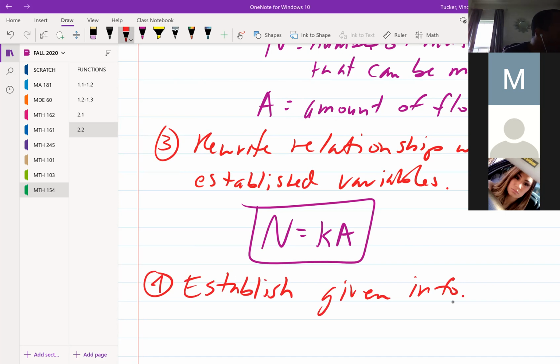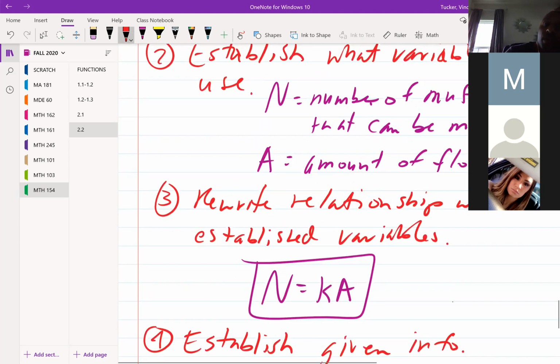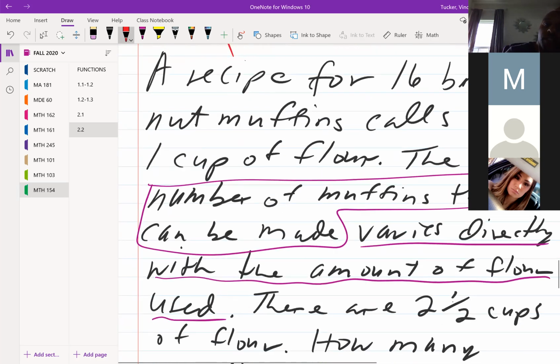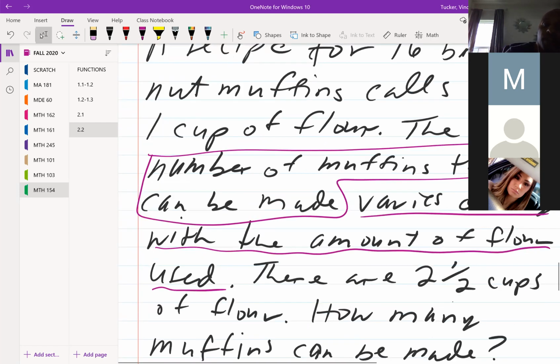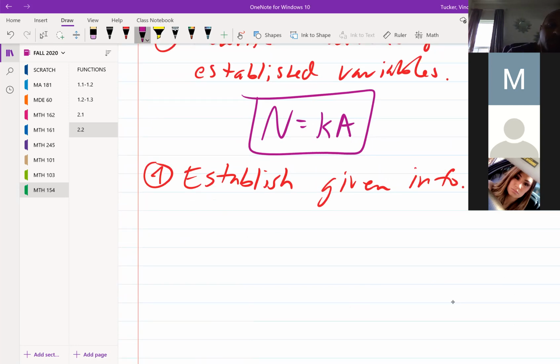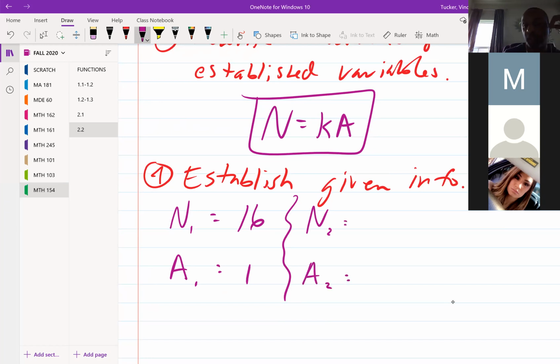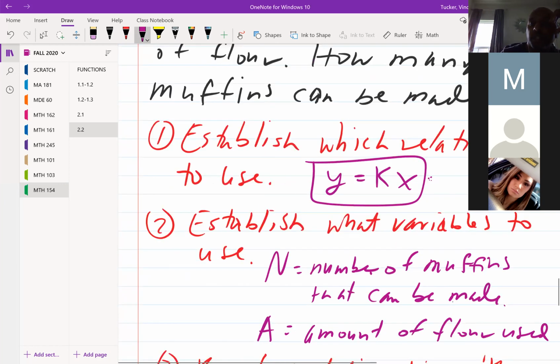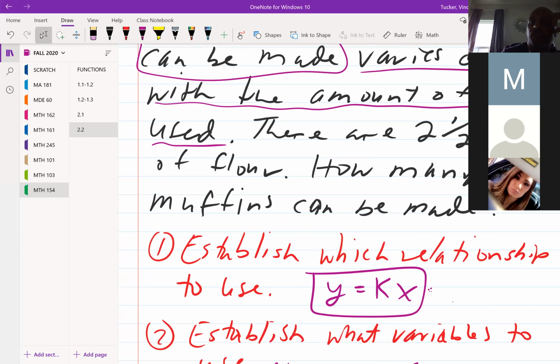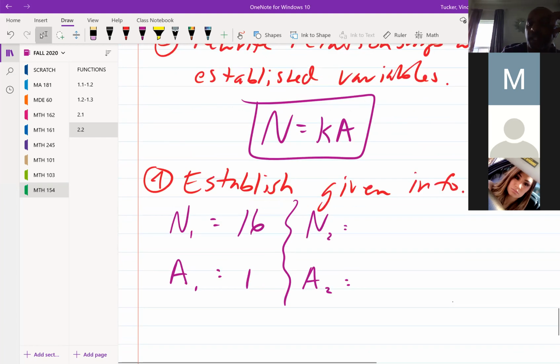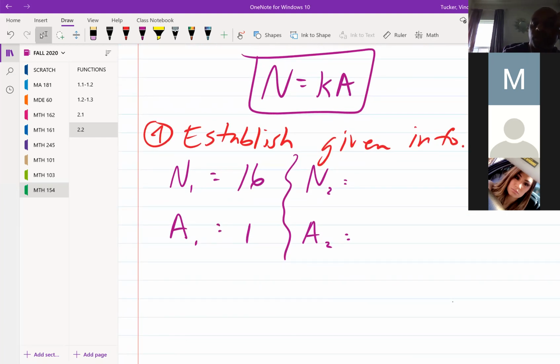All right, so let's now establish our given information. When we look at what we are initially given, we have for 16 banana nut muffins, 1 cup of flour. So the first number of muffins that we are given and the first amount of flour: 16 to 1. Then we're going to have a second amount and a second number of muffins. So it says how many muffins can be made. That's our unknown when you have 2.5 cups of flour. That is the amount of flour, right? So it probably would have been better if I called it muffins and flour.